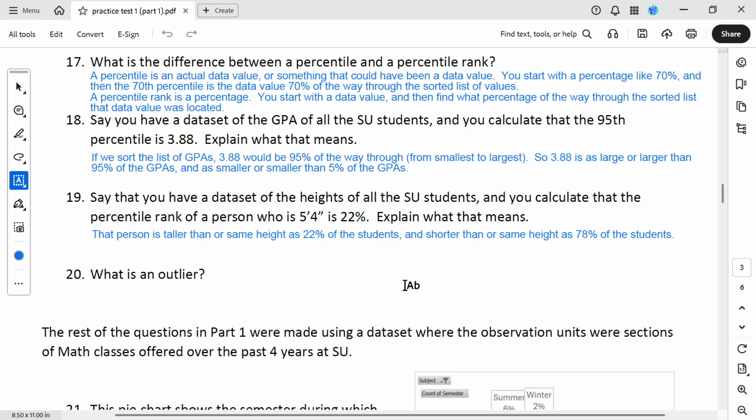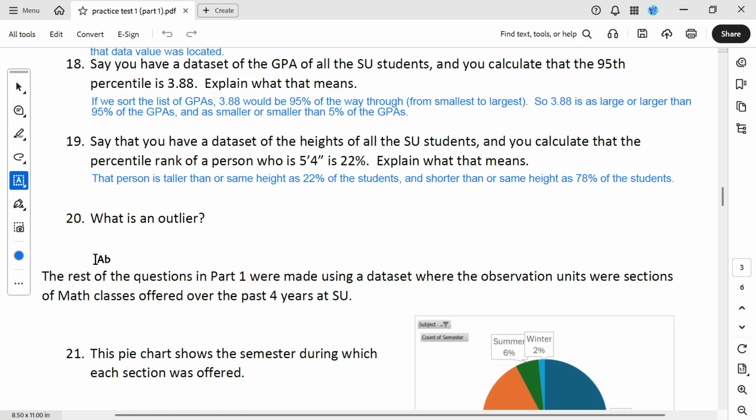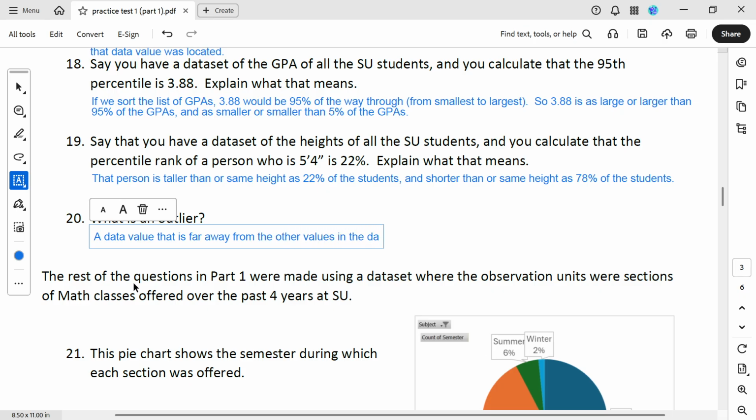All right. Finally, what is an outlier? This is a data value that is far away from the other values in the data set. And there's not really a more specific definition than that. People have come up with various ways and tests and measurements for how to decide what is and isn't an outlier. But this is the general concept, and there's no one correct way of finding them. People just have different opinions on how to do it.